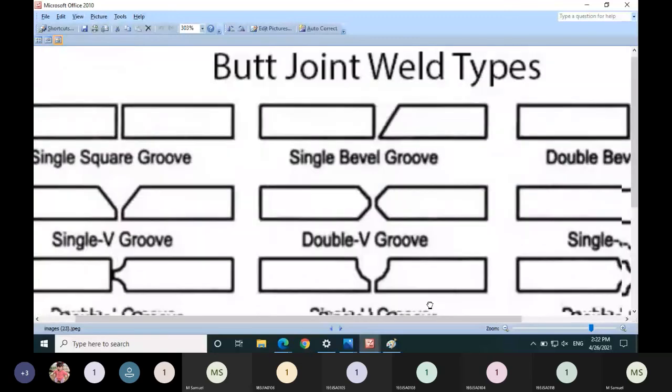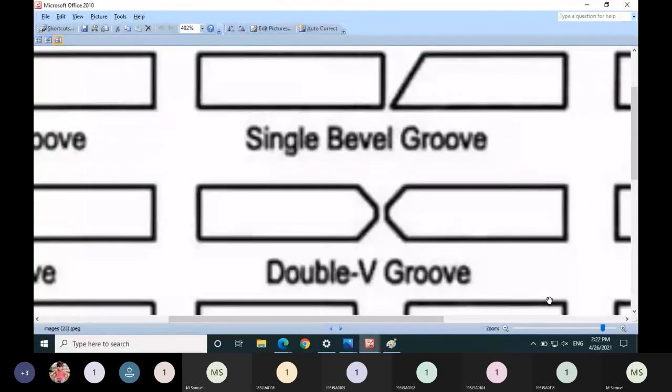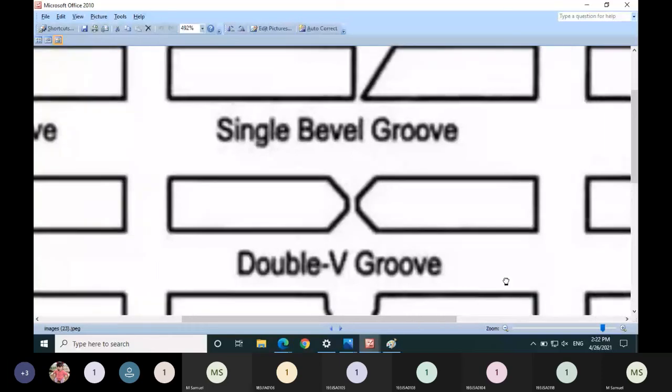So I hope you can see. This is the double V, but showing. If you see here, the top V flange part groove, after welding, similarly after doing the bottom V. Now how it will be: the depth of the size of the weld can be taken from top to bottom.